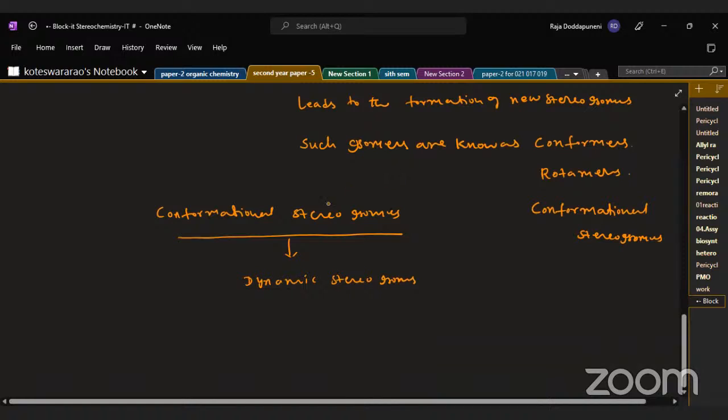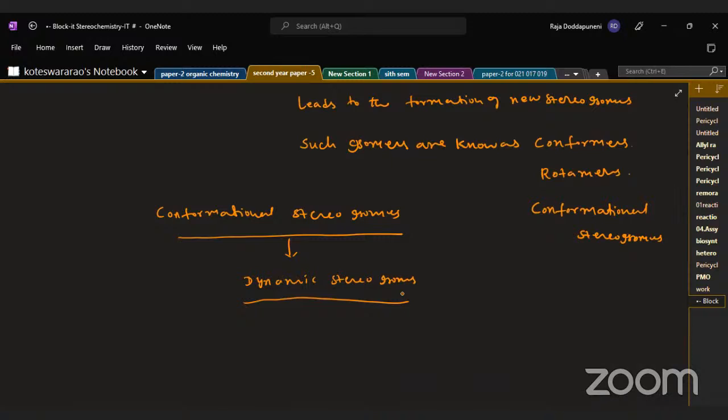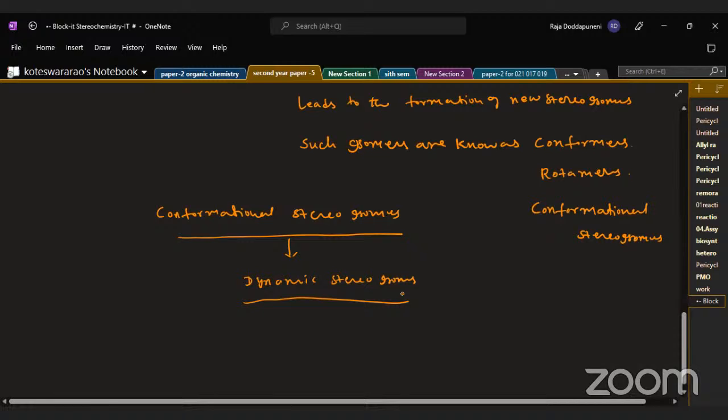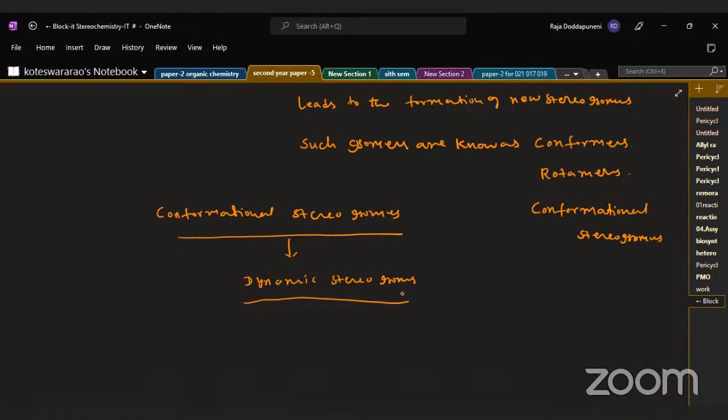How can we understand dynamic stereoisomers? These dynamic stereoisomers are more readily interconvertible, or they undergo interconversion very rapidly. Such stereoisomers are known as dynamic stereoisomers. Here, the conformational stereoisomers are generated due to the C-C bond rotation in a molecule, or due to the C-C bond rotation with respect to one or more single bonds.